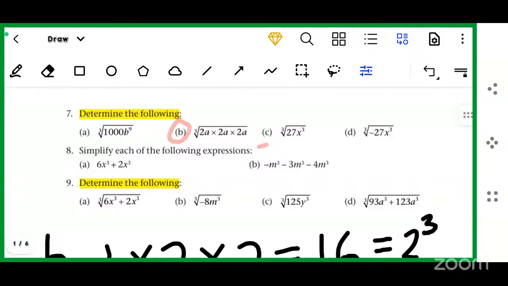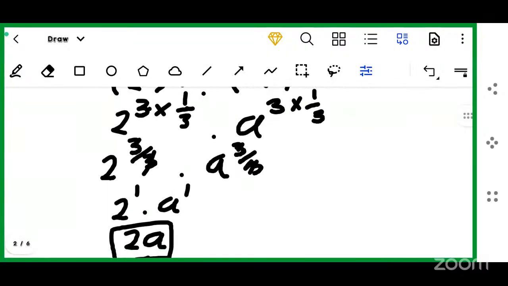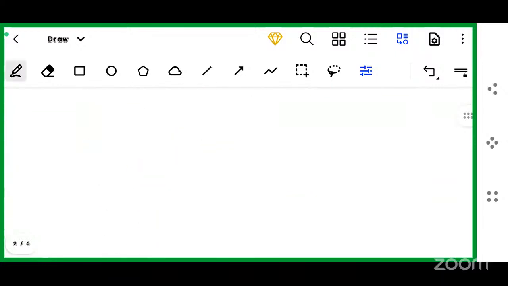Ma'am, can you re-explain how to find the cube root of the 3, the power? Okay, so when you're finding the cube root, I want you to think of something. Let me just explain this one.